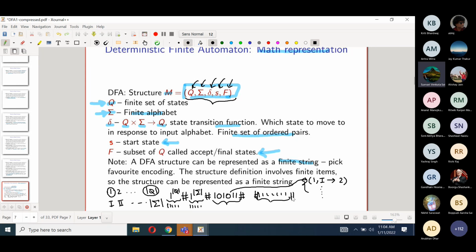Ma'am, why is the final state a subset of Q? Why can't it be the whole set Q? It could be the whole set Q. I'm just saying that it may be a subset of Q. I'm just leaving a leeway where you can make it a subset of Q. It could be one state, it could be a subset, it could be the entire Q. I'm just saying that we are specifying certain states to be final states.